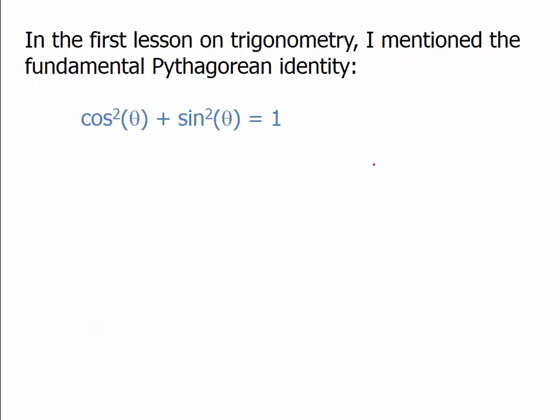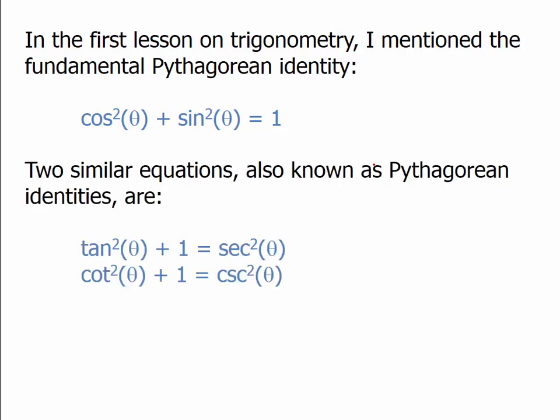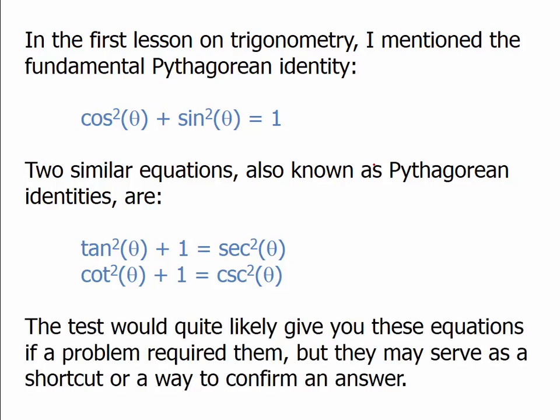Now in the first lesson on trig, we mentioned the fundamental Pythagorean identity, cosine squared plus sine squared equals 1. Now that we have 2 more functions, we can also express the other Pythagorean identities. One of them is tangent squared plus 1 equals secant squared. One of them is cotangent squared plus 1 equals cosecant squared. So the test quite likely would give you these equations if a problem required them, but they may serve as a shortcut or a way to confirm the answer.